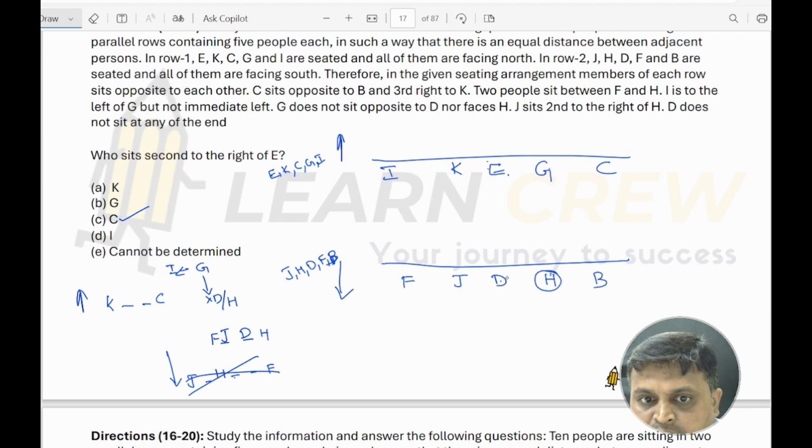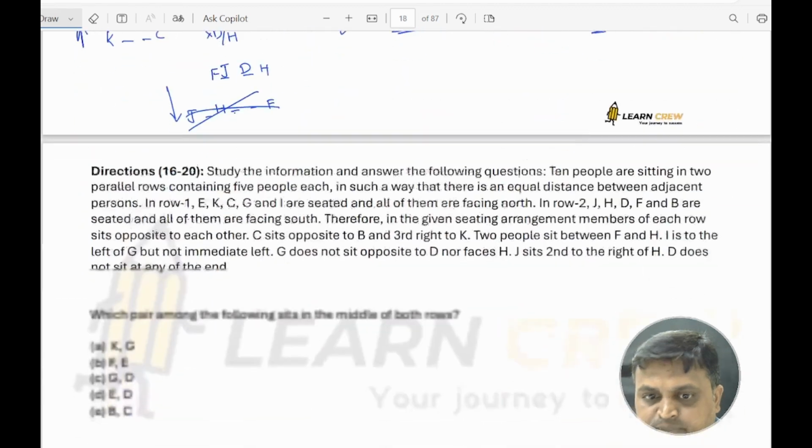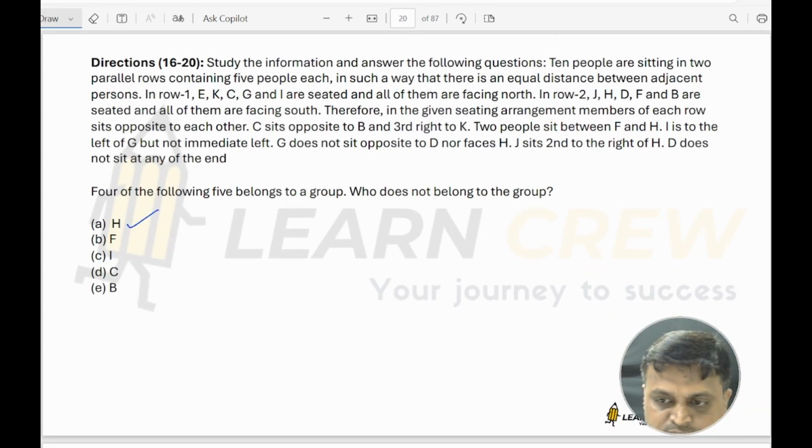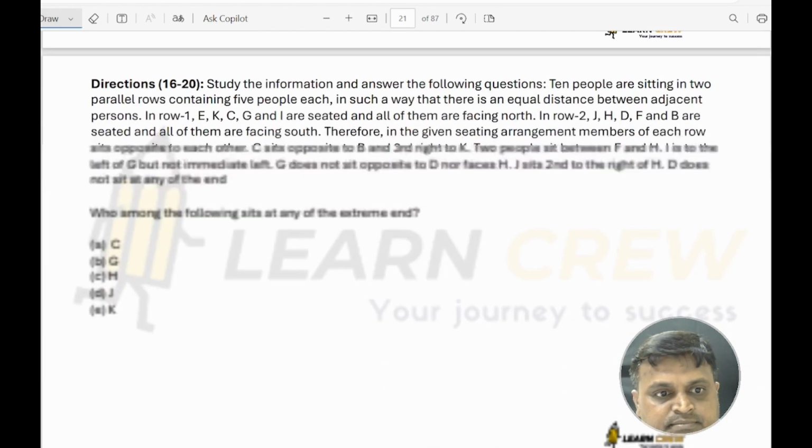H, F, I, C, B. F, I, C, B are in the corners. They are in the extremes. Extreme ends are these B, F, I, C, whereas H is different. So the different one is H. Next.